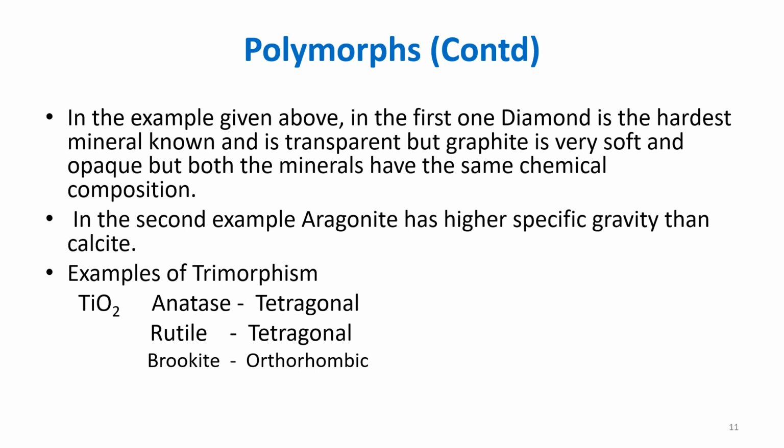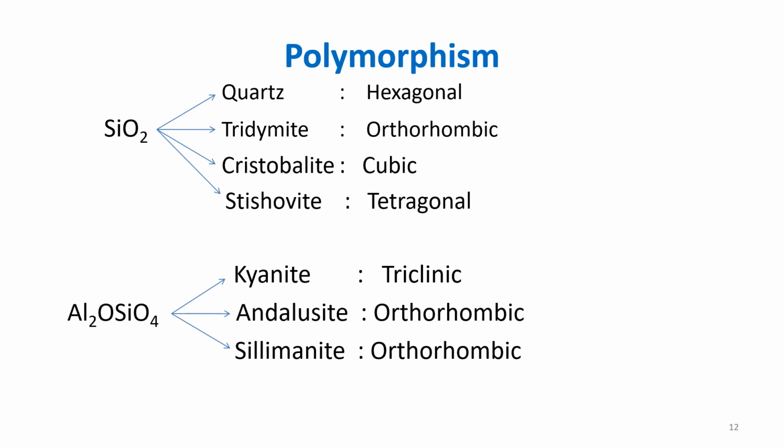Then the other example for trimorphism is TiO2, which exists as anatase, rutile and brookite. Anatase is tetragonal, rutile is tetragonal, whereas brookite exists in the orthorhombic crystal system. Poly means more than two or three. If you take SiO2, silica exists as quartz, tridymite, cristobalite and stishovite. All these are polymorphic forms of silica. Quartz exists in the hexagonal system, tridymite occurs in the orthorhombic system, cristobalite exists in the cubic system, and stishovite exists in the tetragonal system. Stishovite is the highest pressure phase of silica.